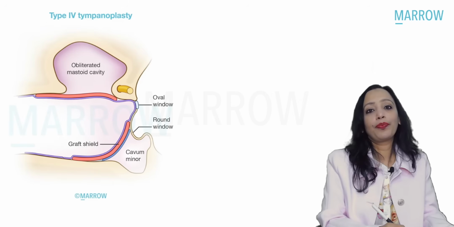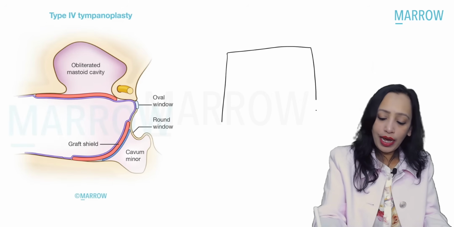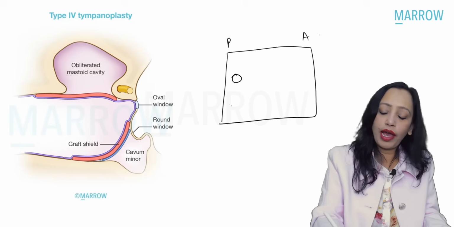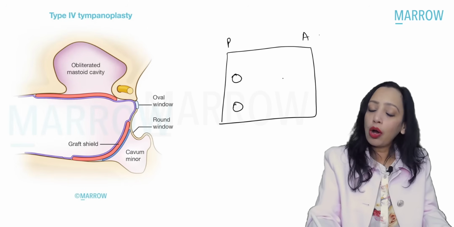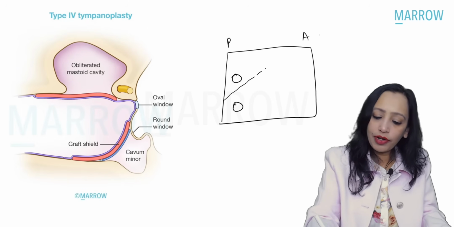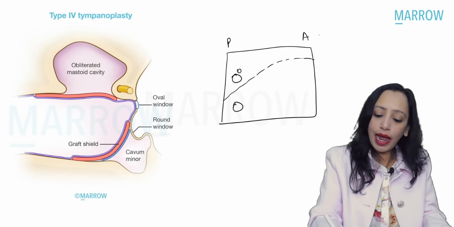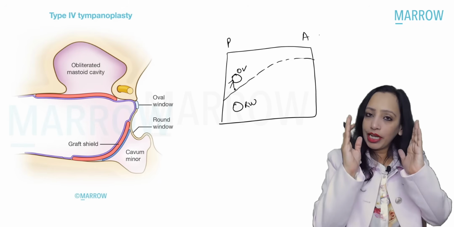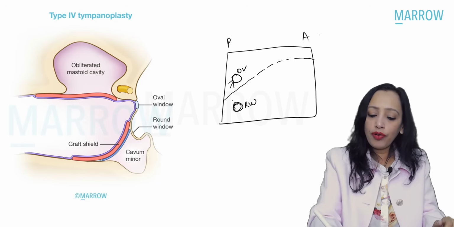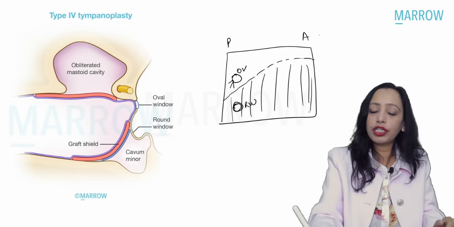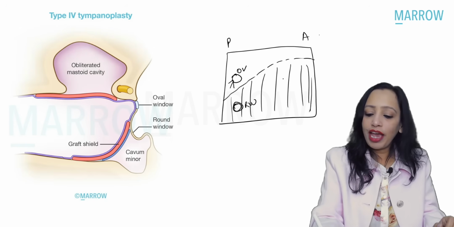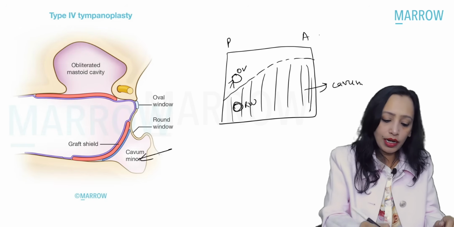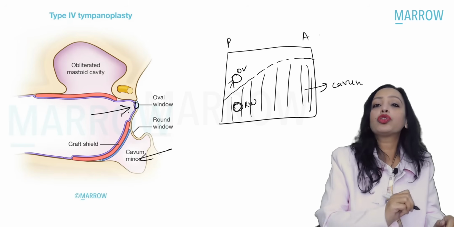Then what is type 4? Type 4 is, now here we have the middle ear, here we have the posterior part, the anterior part. In the posterior part, we know we have the oval window, we have the round window. So now what we do is that we place the graft in between the oval and the round window. So this oval window is directly in communication with the external auditory canal, and this round window is covered by the temporalis fascia graft. So what we have done is we have made a small middle ear cavity. This is what is known as cavum minor, as you are seeing here, and the oval window is directly exposed to the external auditory canal.